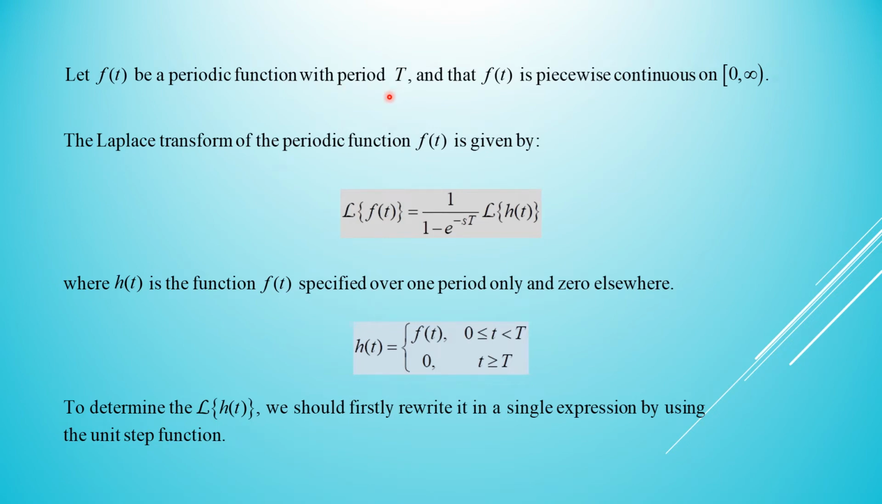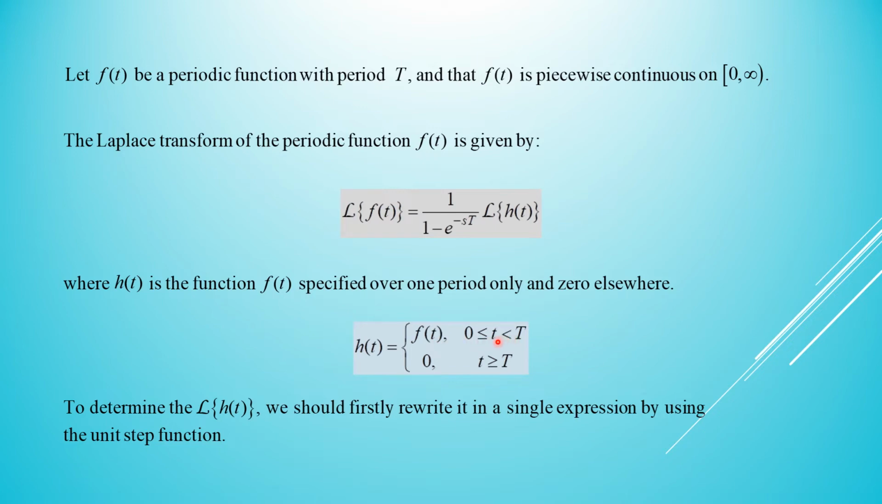The Laplace transform of the periodic function f of t has this formula. Laplace transform of f of t is equal to 1 over 1 minus e to the power of negative s times capital T, which is the period, multiplied by the Laplace transform of h of t. Now what is h of t? H of t is the function f of t specified over one period only and 0 elsewhere. So that is, h of t is equal to the function f itself for t larger than or equal to 0 and less than capital T.